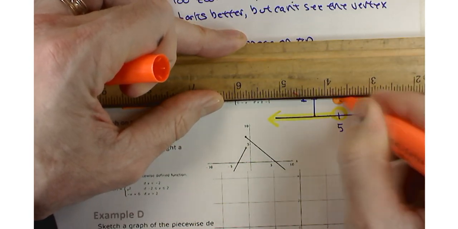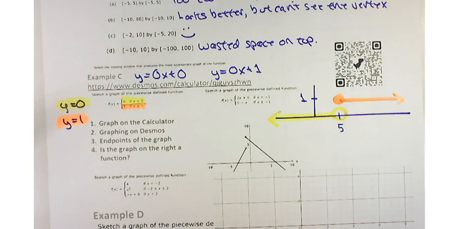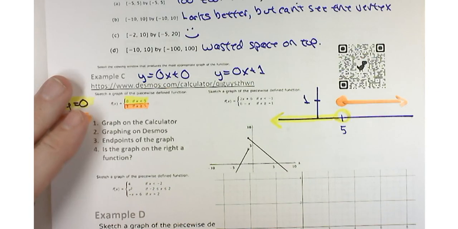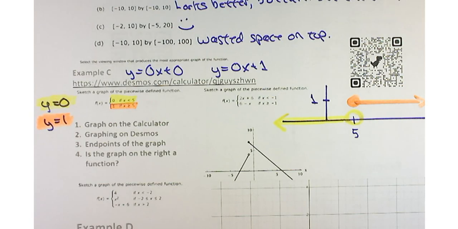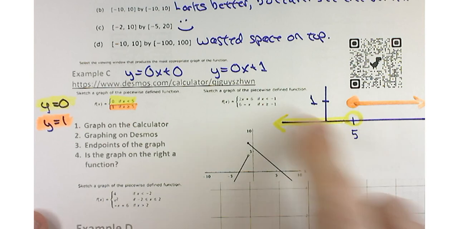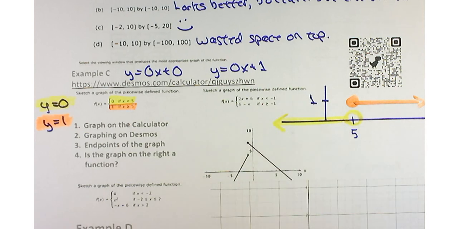So there's the rest of my graph. This graph is given in pieces, one, then the other. And that's the graph of your piecewise function. That's the graph of f of x there.